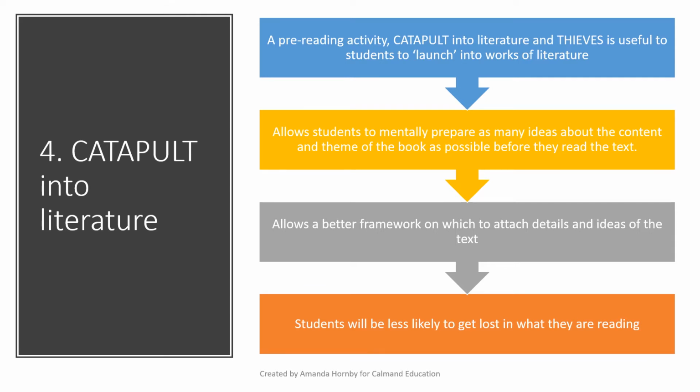Okay, so Catapult into Literature. It's a pre-reading activity. So Catapult is used to help students launch into works of literature. This is an activity that you would use before you've actually started to read the full text. It might be Shakespeare, it might be A Christmas Carol, whatever you're using for GCSE.